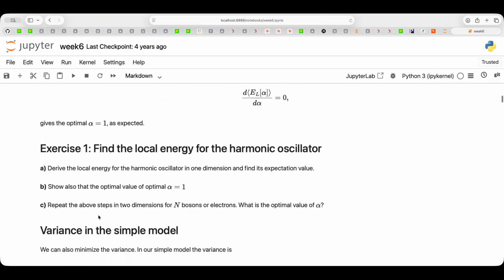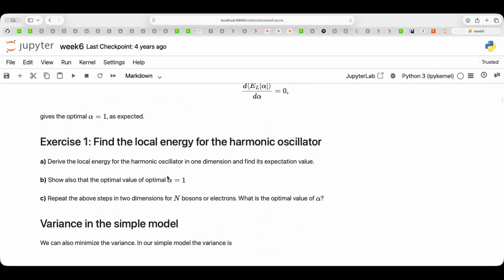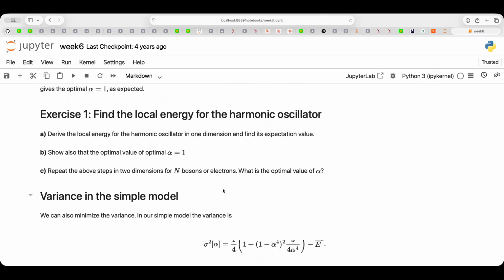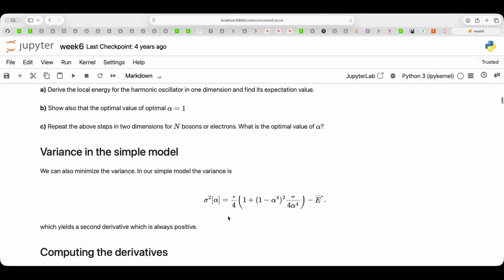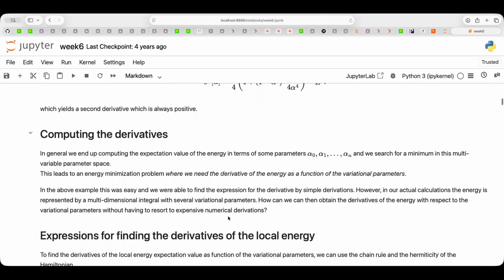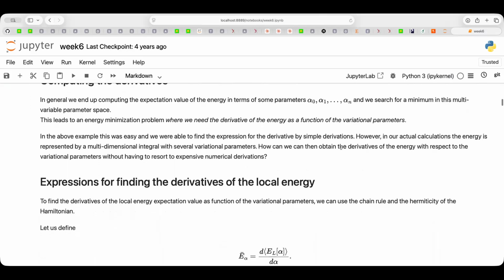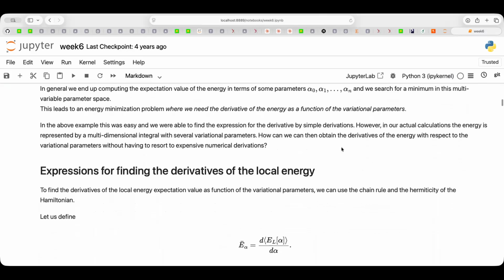So I just have as a small exercise here, derive the local energy for the harmonic oscillator in one dimension, find the expectation value. In 2 dimensions, it's just an additional complication, but the expressions are not that different. And then find the optimal value and repeat the same for n particles. So it means that you have a nice benchmark. And here you can also calculate the variance analytically. Now, in general, you end up computing the expectation value of the energy in terms of some parameter sets, alpha 0 up to alpha n. And you search for a minimum in this multivariable parameter space.